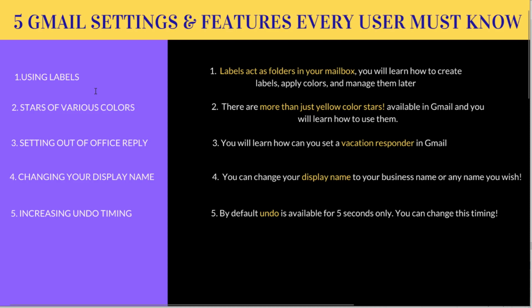The first feature which we are going to learn is how to use labels. Labels act as folders in your mailbox, and you will learn how to create labels, how to apply colors and manage them later on once you have created them. The second thing which we are going to learn is that there are not just yellow color stars available in Gmail. There are many other colors also available, and I will show you how you can use all those colors and other icons with your emails.